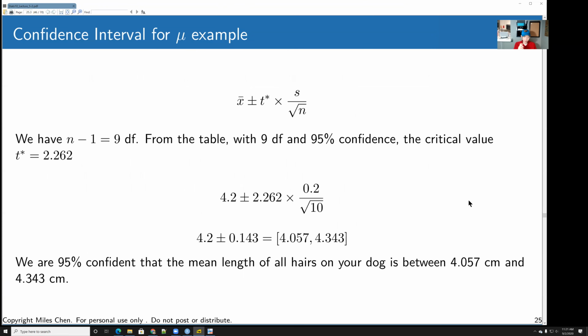All right, so the result of my confidence interval is, I say I'm 95% confident that the mean length of all hairs on the dog is between 4.057 centimeters and 4.343 centimeters. So basically, 4.05 and 4.34, okay?